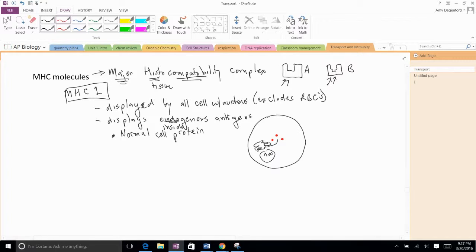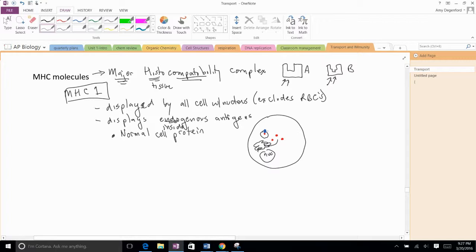And what we're going to notice is that a vesicle pinches off from that rough ER, and this is where we're going to find our MHC protein. And the MHC protein is going to be embedded in that vesicle membrane. The cell will attach that endogenous antigen onto it.